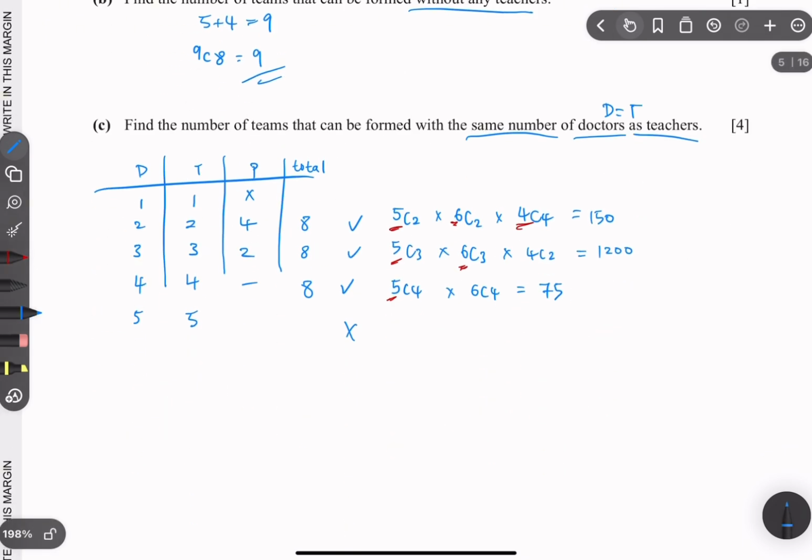Okay, now we have all these. We just add them up. $1,425. So this is the number of teams that can be formed.